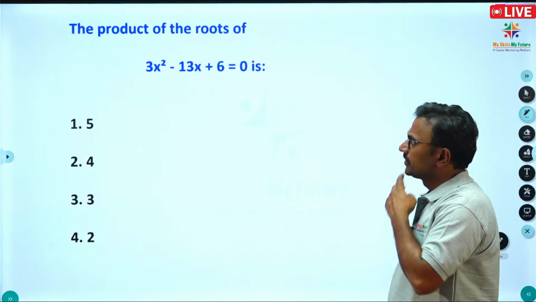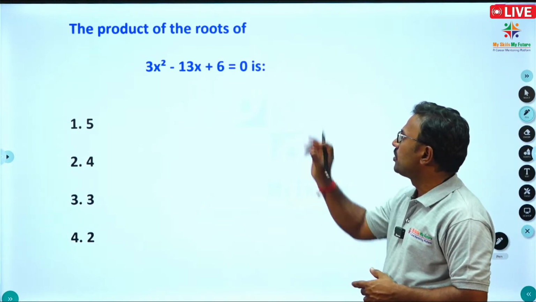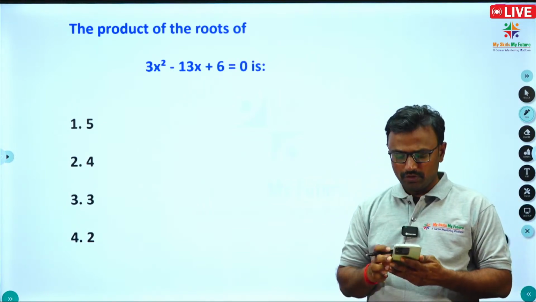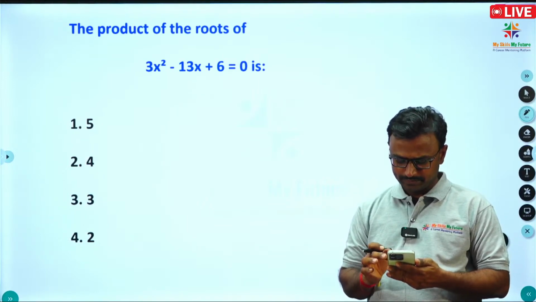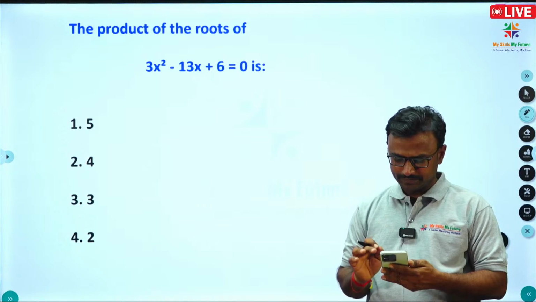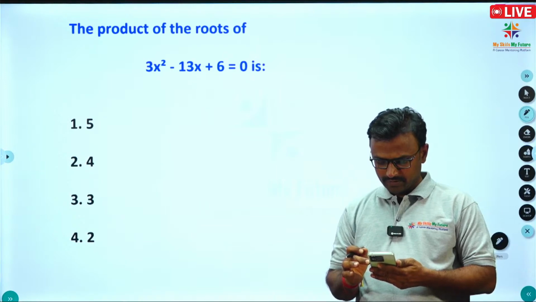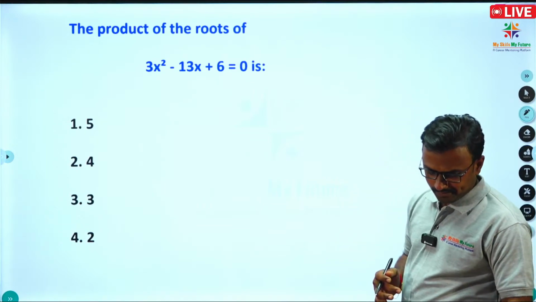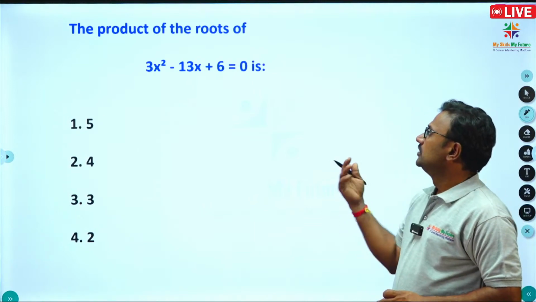Right, see the question. The product of the roots of 3x squared minus 13x plus 6 is equal to 0. The product of roots of this quadratic equation. So is there anybody who can give the answer to the question? Is there anybody? Yes. Right. Okay, okay, right.